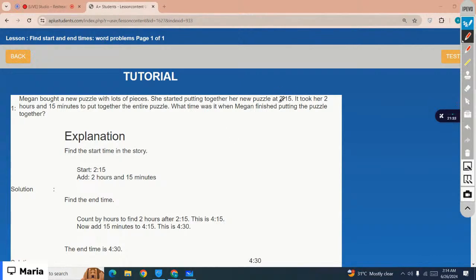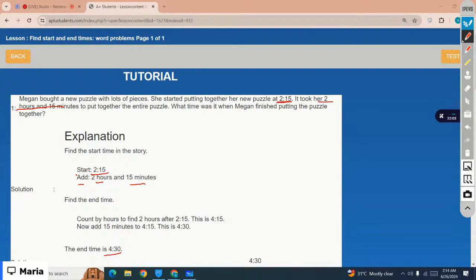So she started at 2:15, right? And it took her 2 hours and 15 minutes. So you need to add 2 hours and 15 minutes. Add 2 hours plus 2 hours makes 4, and 15 minutes plus 15 minutes makes 30. That is 4 hours 30 minutes. You have to add hours to hours and minutes to minutes. The end time is 4:30, right?